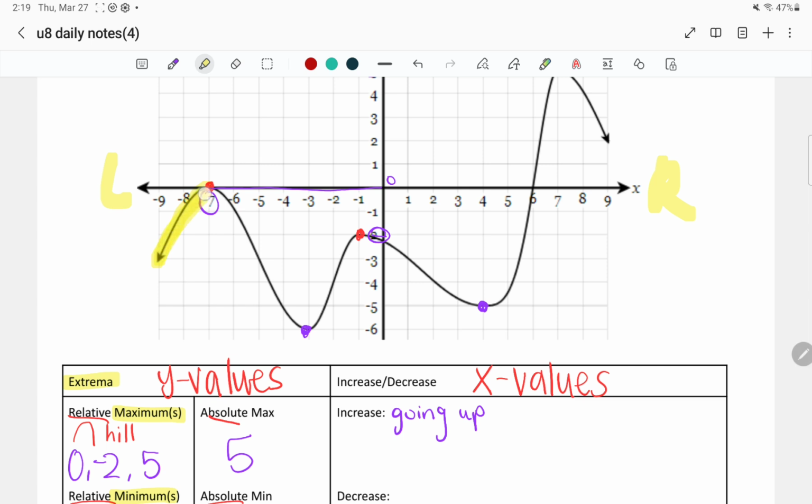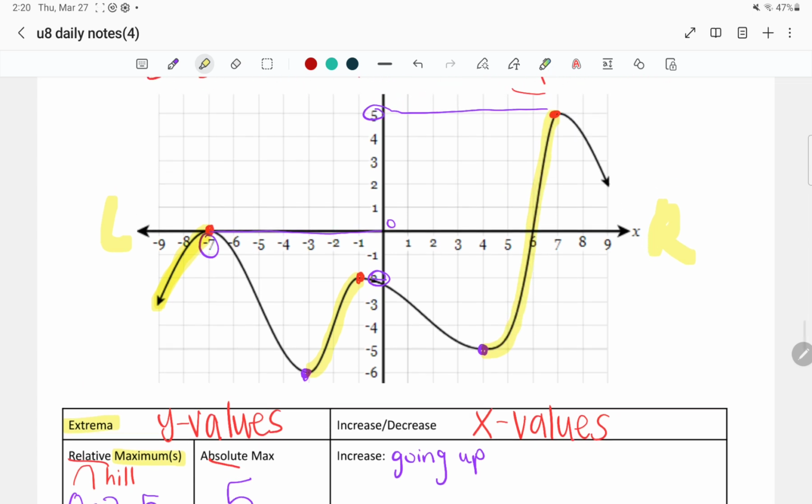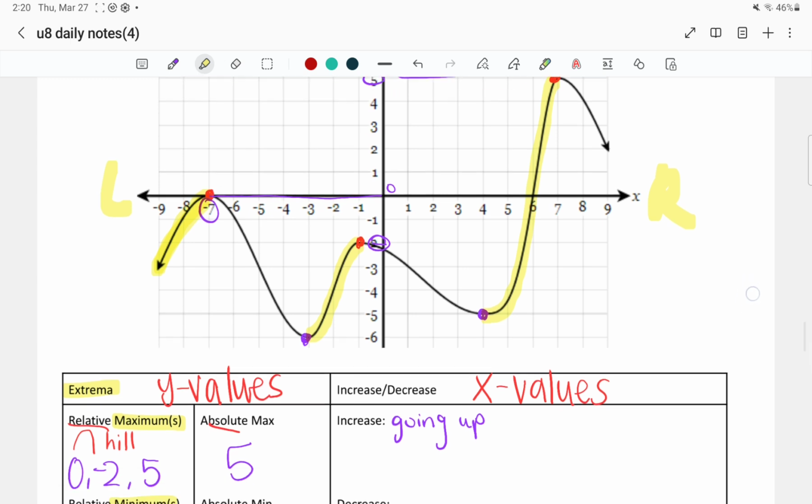So I'm going up here, and then I start going down and down and down until I hit this minimum, and then I go back up to the maximum, down and down and down till the minimum again, and then all the way up. That's where I'm increasing. Every time your pen goes up, that's where we're going to write.